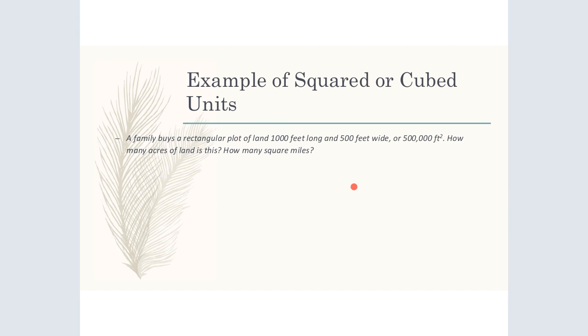Right, so here's an example of squared or cubed units. Say a family buys a rectangular plot of land 1,000 feet long and 500 feet wide, or 500,000 square feet. How many acres of land would this be? And since we're low on time, we won't worry too much about the square miles. We'll just worry about the acres.